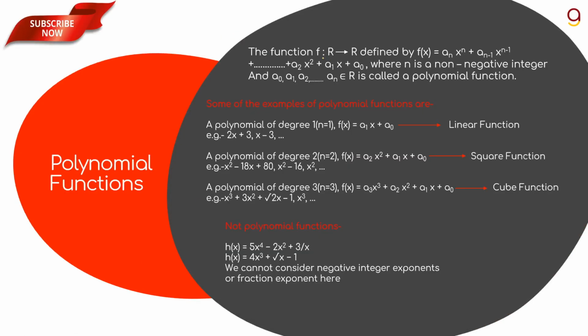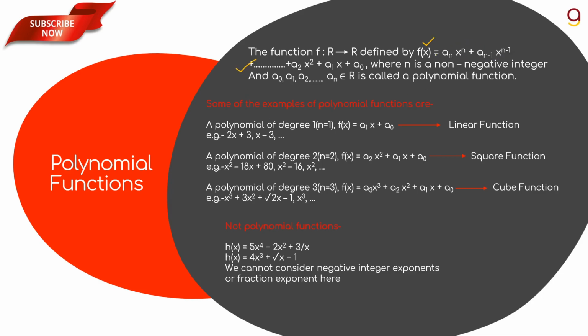The function f from R to R defined by f of x is equal to a_n x to the power n plus a_(n-1) x to the power n minus 1, and so on up to a_2 x to the power 2 plus a_1 x plus a_0, where n is a non-negative integer and a_0, a_1, a_2, all these belong to the set of real numbers, is called a polynomial function. Fine. So f of x is equal to this.